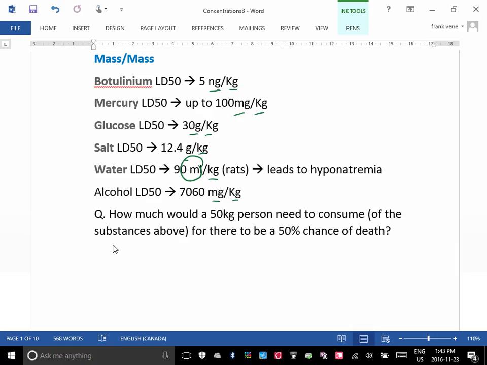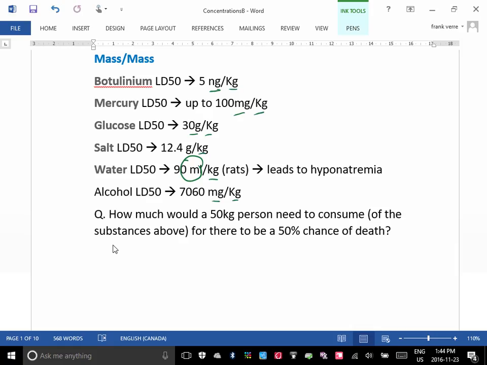The LD50 is a prediction that at this concentration for this toxin, half your population will die. That's where the 50 comes in. How do you know that? Testing.